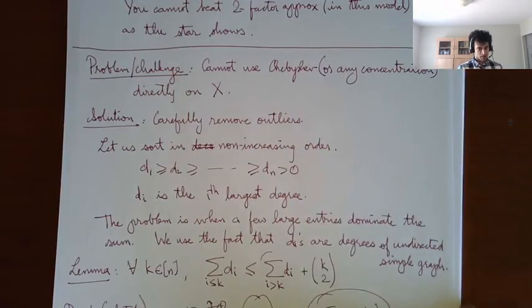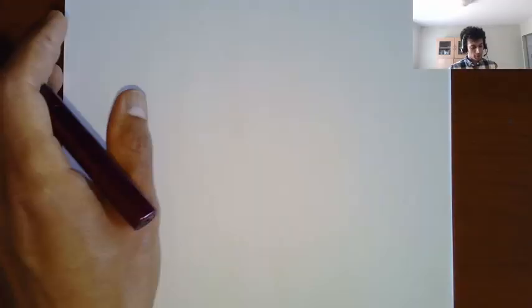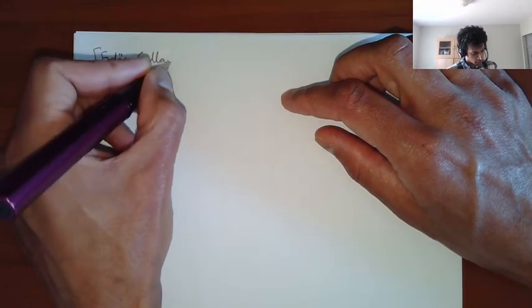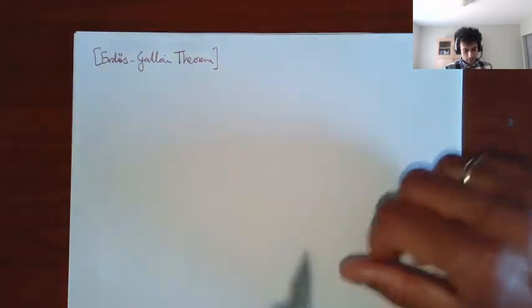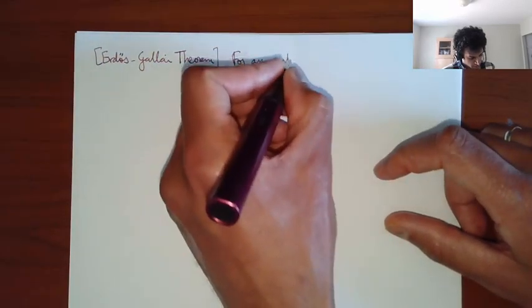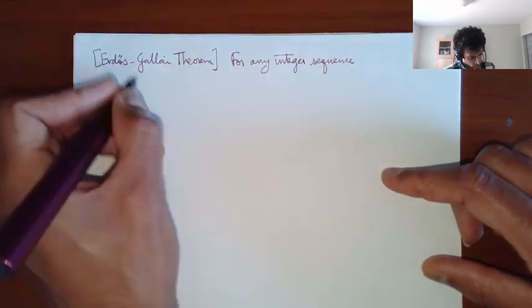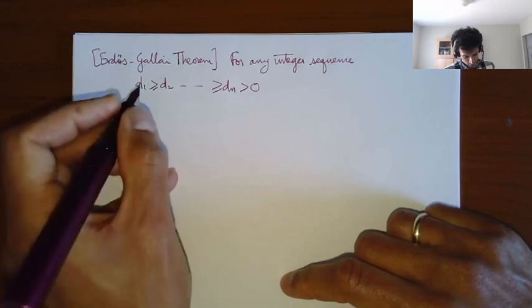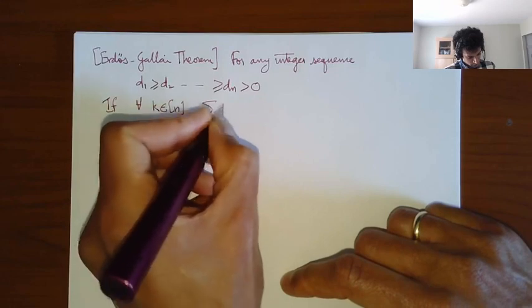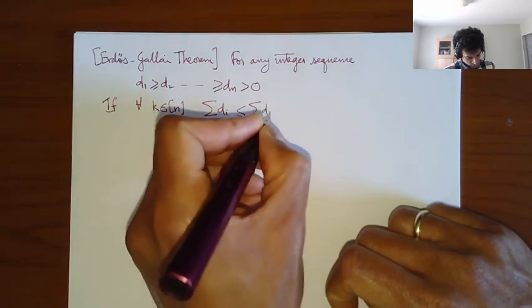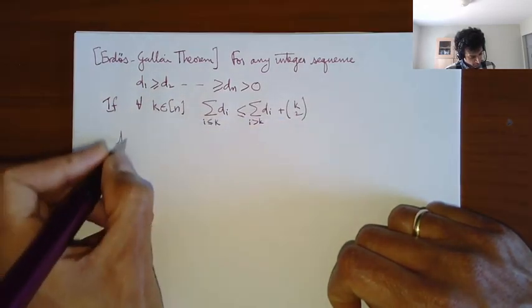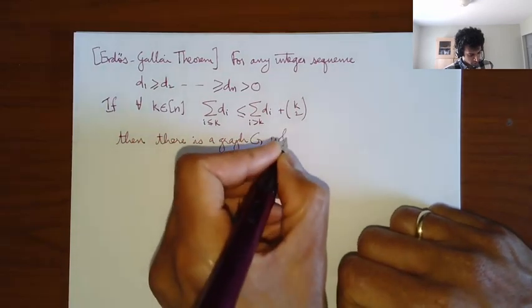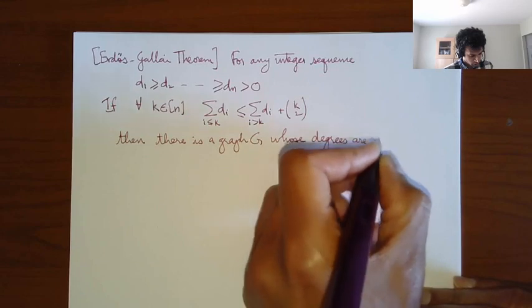I will mention at this point that this is actually the easy converse of a more famous theorem, known as the Erdős–Gallai Theorem, that states for any integer sequence d1 greater than or equal to d2 down to dn strictly greater than 0, if this holds, then there is a graph whose degrees are d1 to dn. This is the converse.